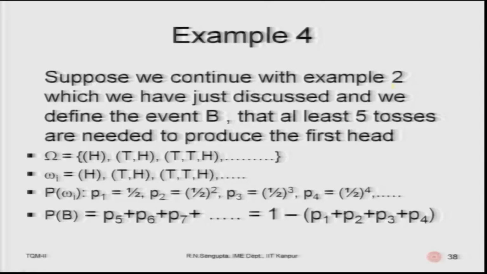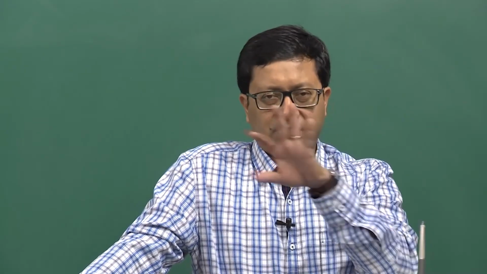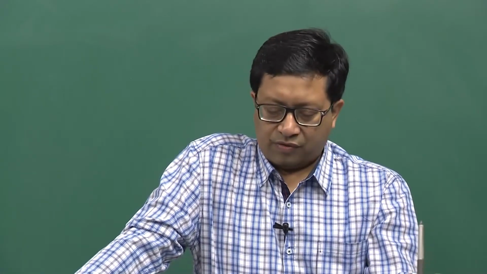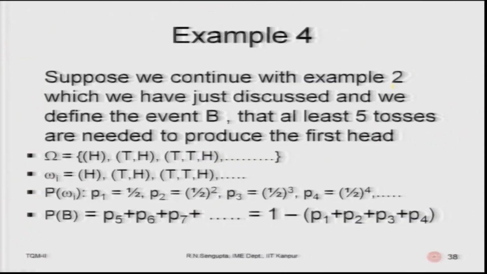Suppose we continue with example 2, which we have just discussed, and we define the event B, that at least 5 tosses are needed to produce the first head. So, the sample space would be H, then TH, then TTH, and it continues. The sample points are: the head which is standalone is the first sample point, then TH is the second sample point, then TTH is the third sample point, and so on. The corresponding probabilities are half, 1/4, 1/8 and then 1/16, and if I want to find out that at least 5 tosses are needed to produce the head.